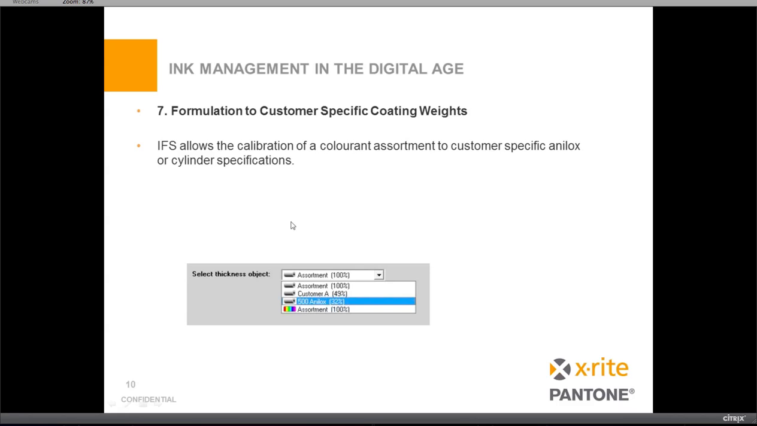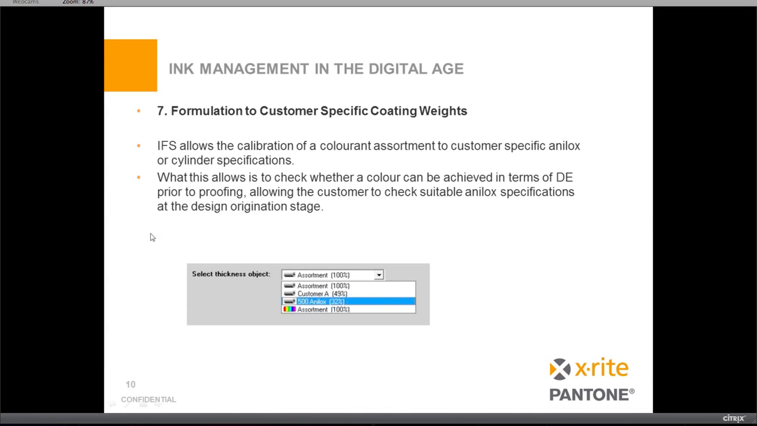Another major benefit of ink formulation is the ability of the software to predict colours based on customer-specific coating weights. These can be calibrated within ink formulation itself, and again we can check if a specific colour is achievable under a certain coating weight specification. Here is an example analog specification. We can then also check what the closest achievable delta E would be at this specification, again prior to going to any press approval stage.